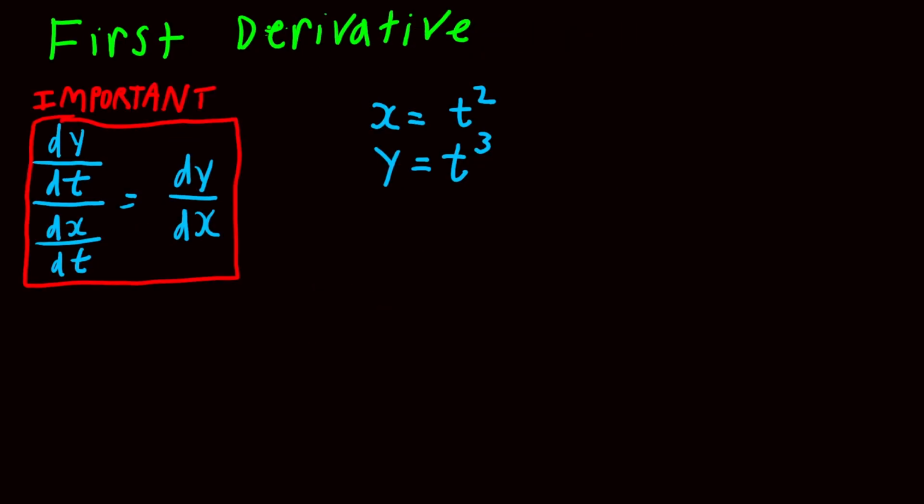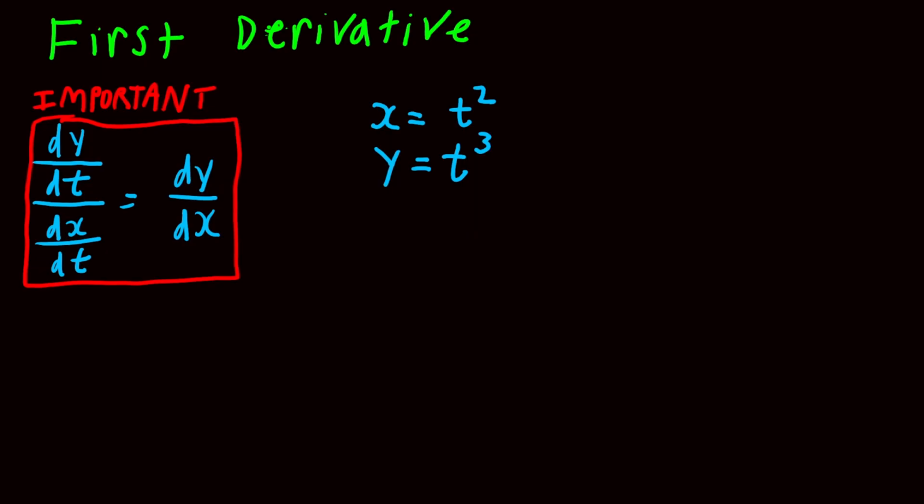let's talk about finding the first derivative. Now, this is a super important formula you're going to need to know. dy/dt over dx/dt, right? We want to find dy/dx, not dy/dt, right? So usually we would just take the derivative of this. But that's not how this works now. We want dy/dx. So this is what we do.